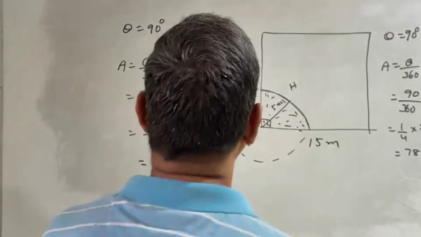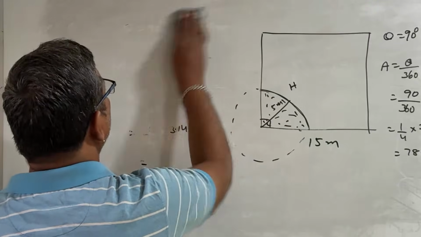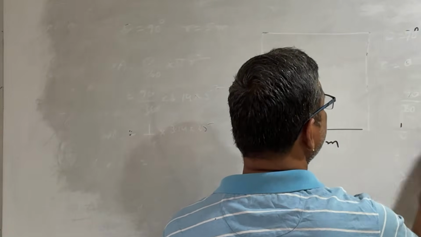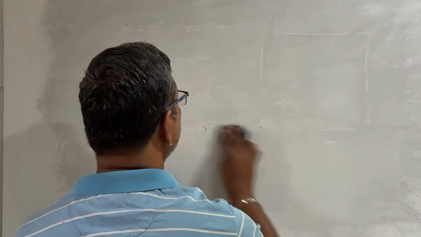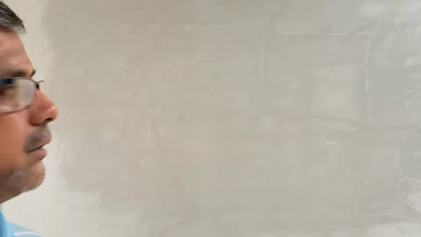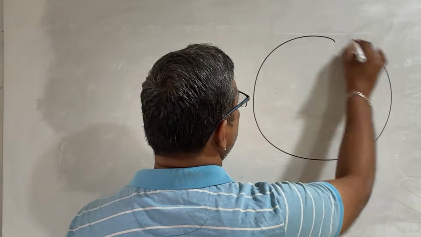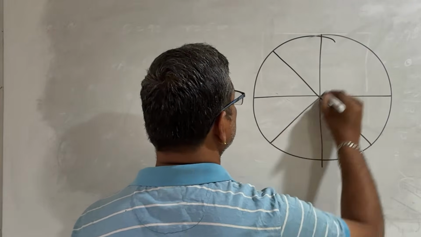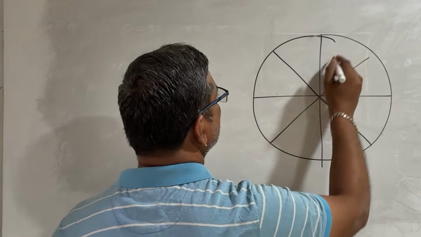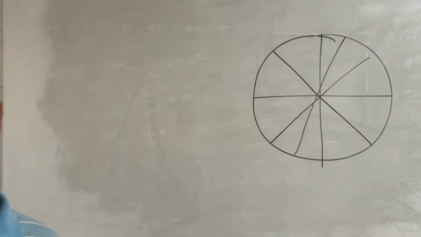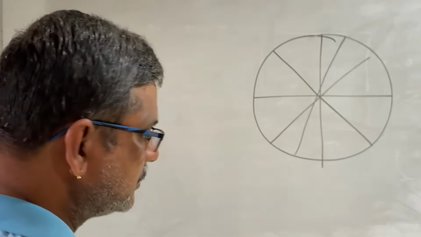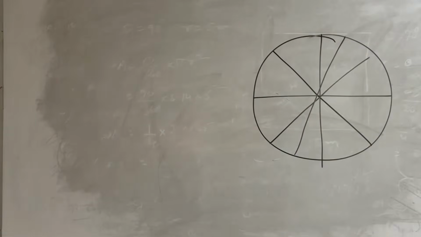A brooch is like a model, made with 5 diameters, which divide the circle into 10 equal sectors.